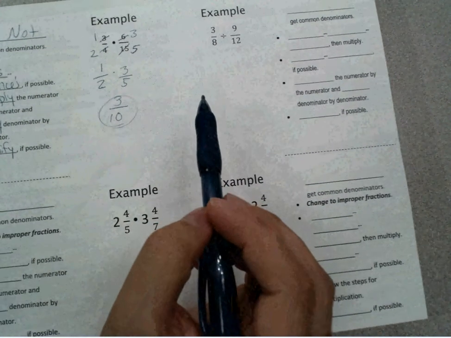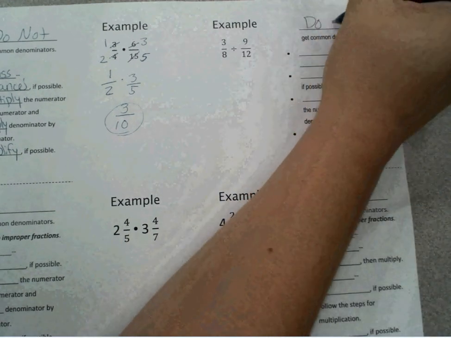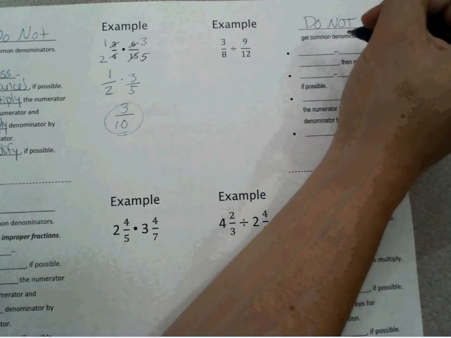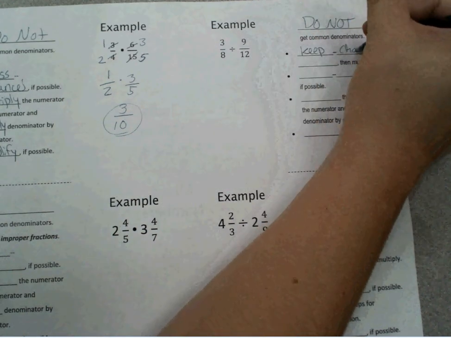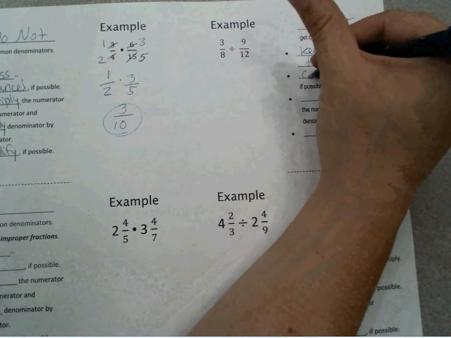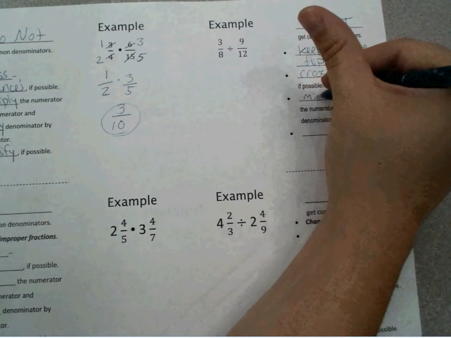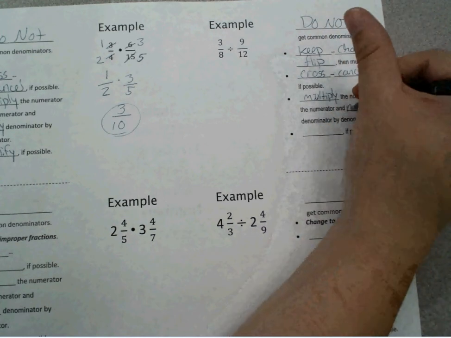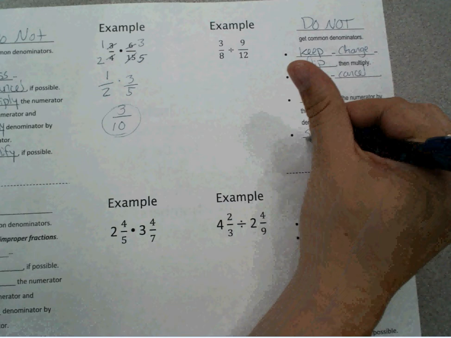But let's look at dividing. So just like multiplying, do not get common denominators. And then the very first thing you need to do is keep, change, flip. Then you multiply and just follow the same steps. So you'll cross cancel if you can, and then multiply the numerator by the numerator, and then multiply the denominator by the denominator. And then if you can, simplify.